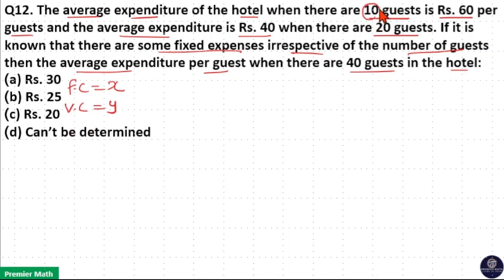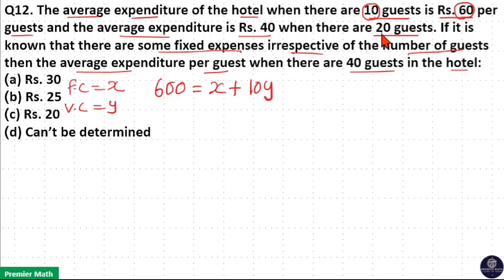Now, when there are 10 guests, the average is 60 rupees per guest. So the average is 60 rupees per guest means the total cost is 60 into 10. Number of people 10. 60 into 10, 600. So 600 is the total cost when there are 10 guests. So this 600 is equal to fixed cost plus variable cost. So fixed cost X plus variable cost Y. But there are 10 people. So for 10 people, 10 into Y is the variable cost.